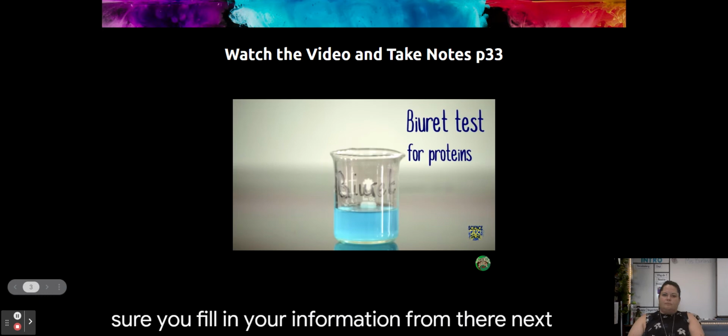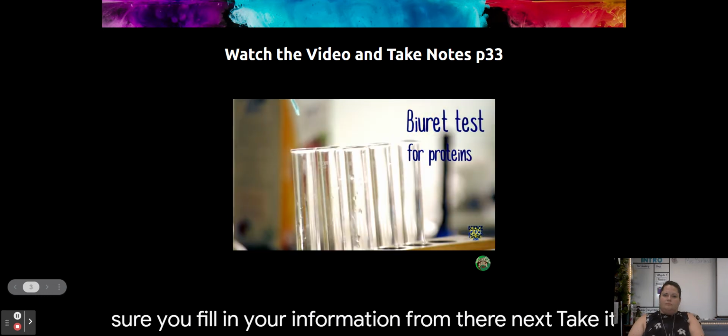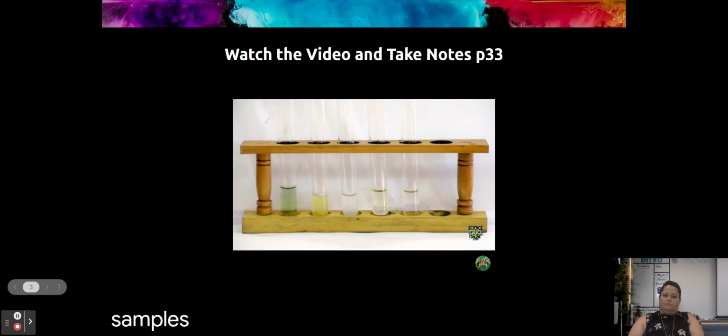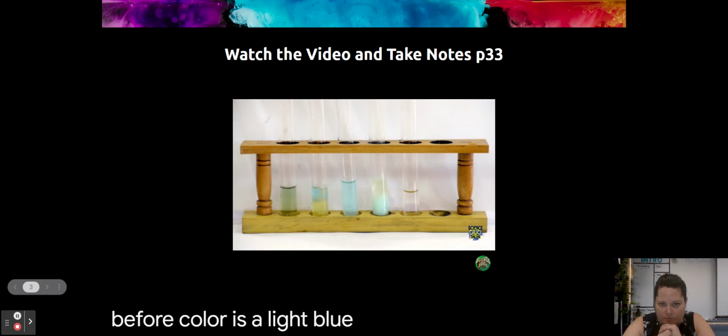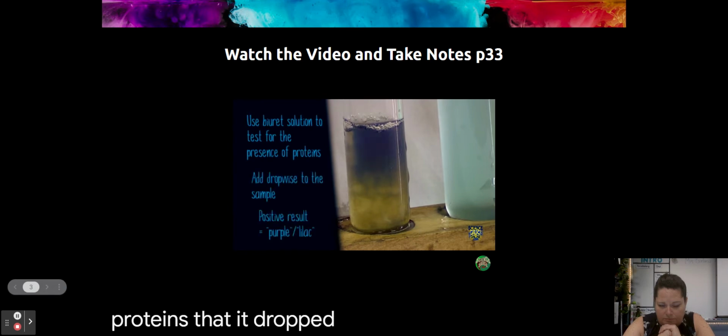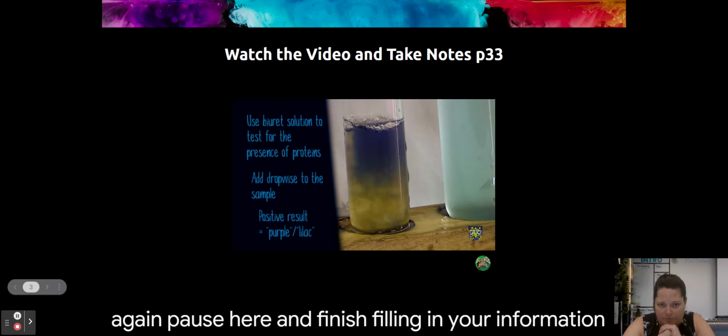Next, let's look at the biuret test for the presence of proteins. Take your biuret solution and add it drop-wise to each of the samples. Again, the color of the solution being tested, or the before color, is a light blue. If we give it some time for the reaction to take place, we can see in the egg white it turns a sort of purplish violet colour, and that suggests that protein is present. So to summarise, use biuret solution to test for the presence of proteins, add it drop-wise to your samples, and it'll turn purple. Pause here and finish filling in your information.